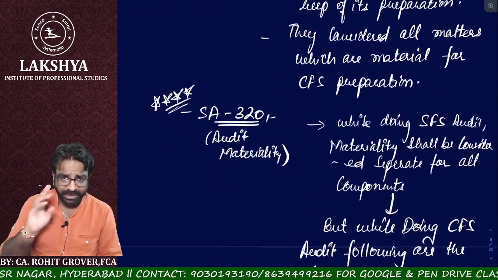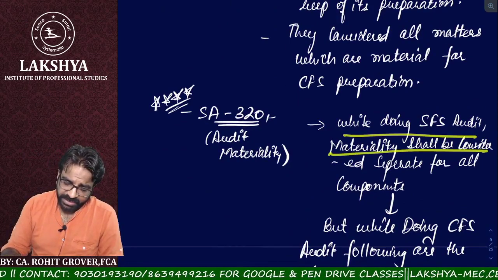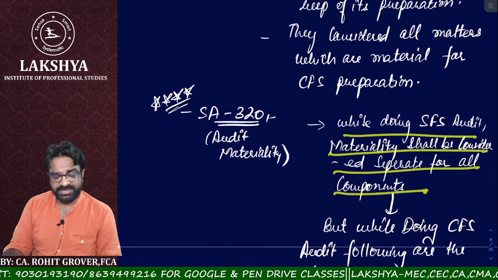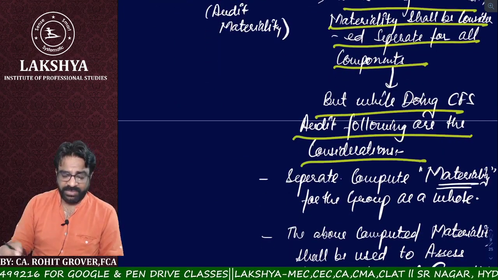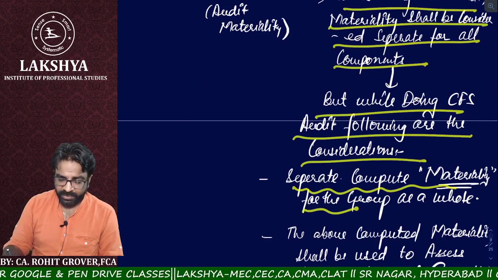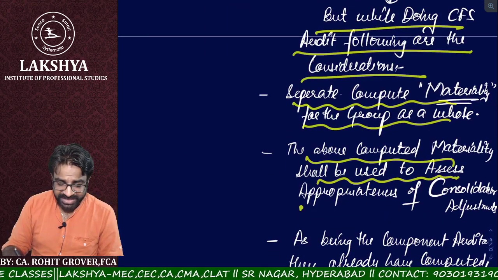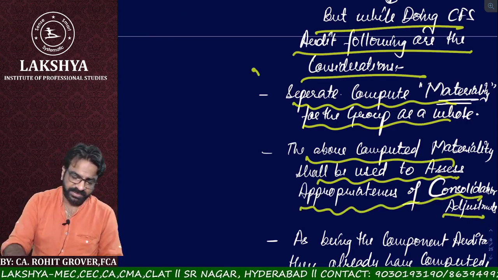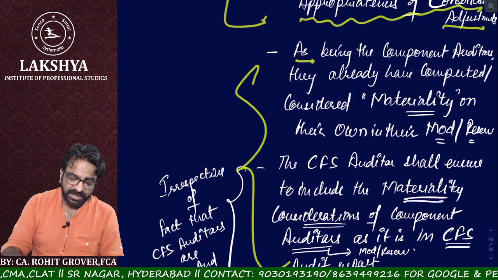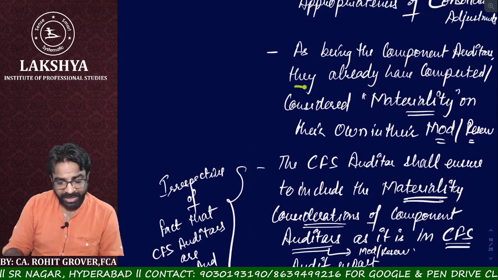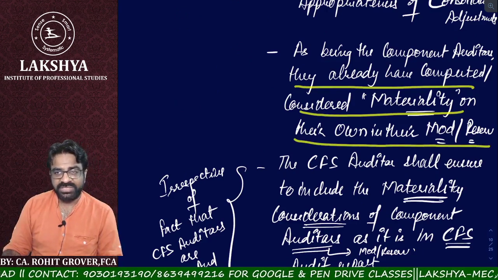So, relating to materiality, let's read it once again. While doing the CFS audit, materiality shall be considered separately for all components. But while doing the CFS audit, there are following other considerations. We also have to consider the materiality for the group as a whole, and the same computed materiality shall be used to assess the appropriateness of consolidated adjustment. These points we already knew, but these two points are very interesting. As the component auditors, they have already considered materiality on their own in their modifications and reservations.